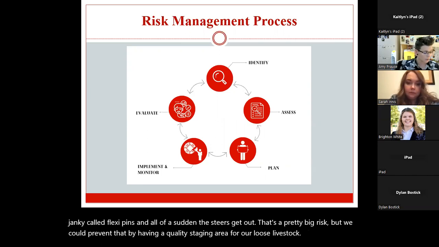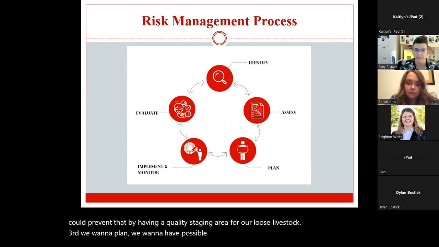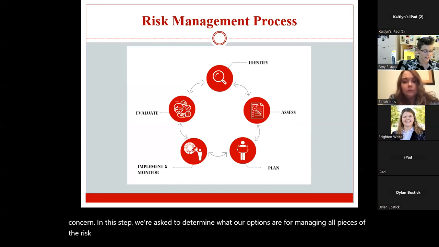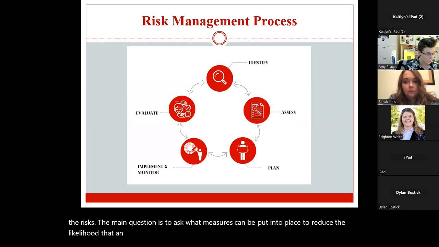Third, we want to plan. We want to have possible plans of action in place to address our areas of concern. In this step, we're asked to determine what our options are for managing all pieces of the risks. The main question to ask is what measures can be put into place to reduce the likelihood that an incident will occur, which should reduce the chance of the risk.